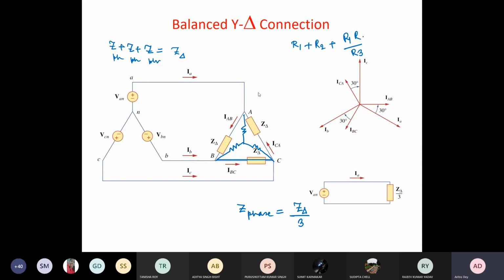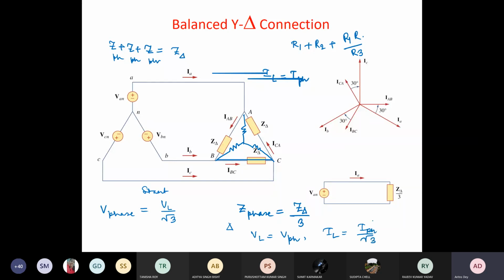Whenever you are solving from star to star, you should remember that IL is equal to I phase, and V phase is equal to VL by root 3. You should remember these when it is star. When it is a delta connected load, VL is equal to V phase, and IL is equal to I phase by root 3. If you can remember this relation, then your calculations will be all right.